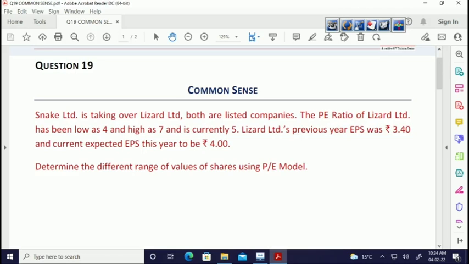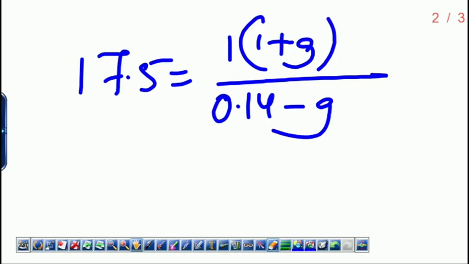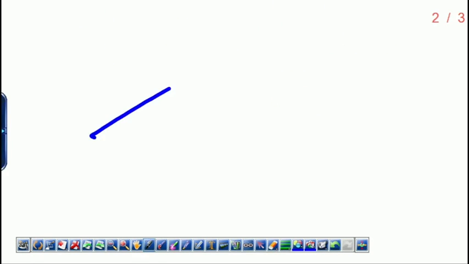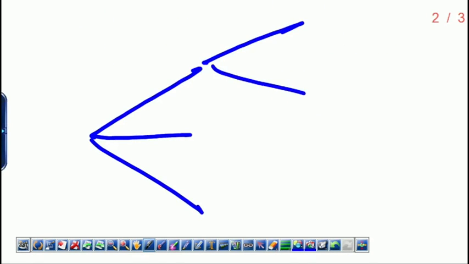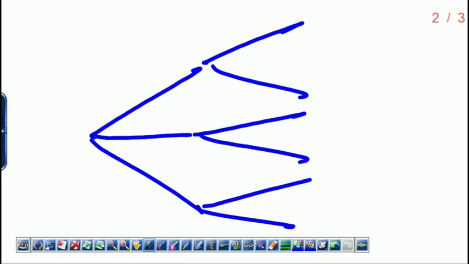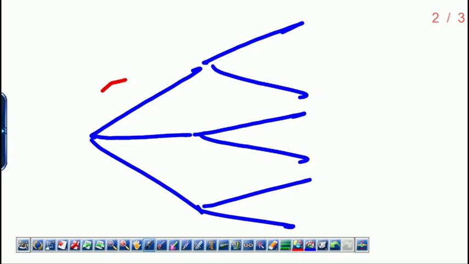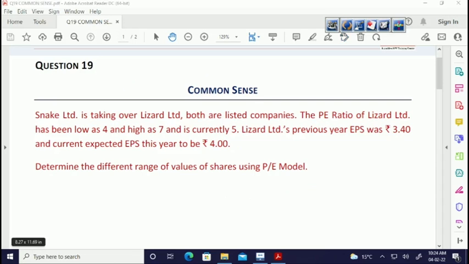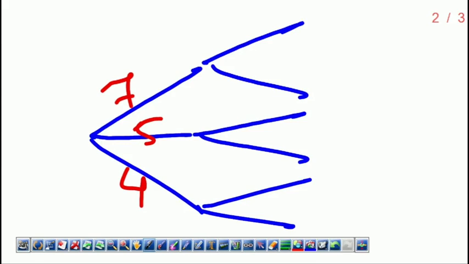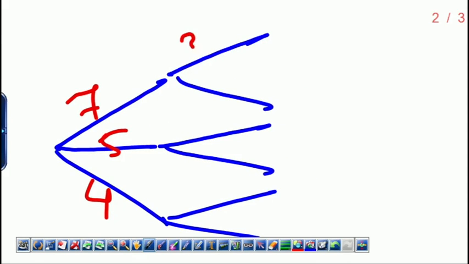You're understanding how many types of prices are possible? I'm showing you this way. You have 3 different P ratios and you have 2 different EPS. What are the P ratios? The P ratios are 7, 5 and 4. And what are the 2 EPS? The EPSs are 3.4 and 4.